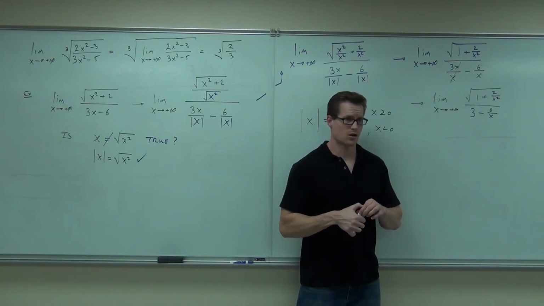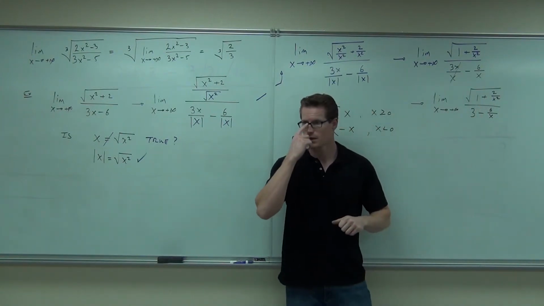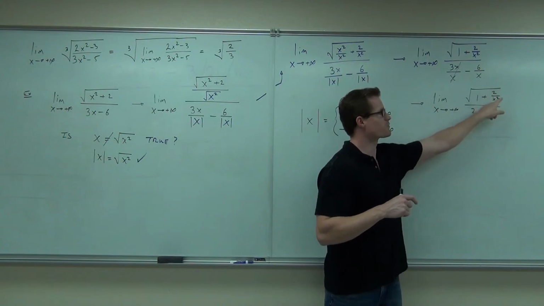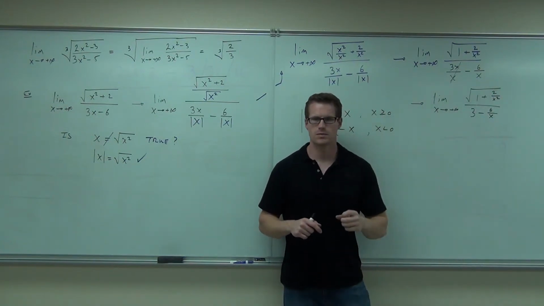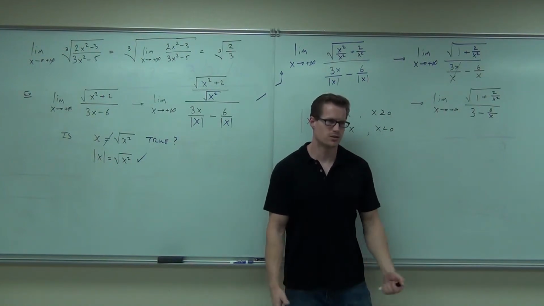Limits of constants are constants. The limit of this is not undefined. Where's x going? X is going to infinity. Where's this fraction going? 0. A constant over infinity is 0. Divide a constant by infinity. How much are you going to get? 0. Think about that.